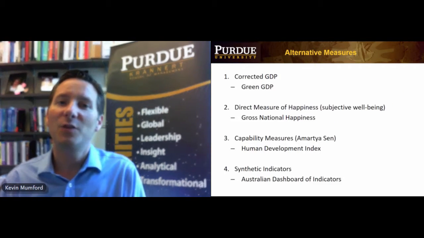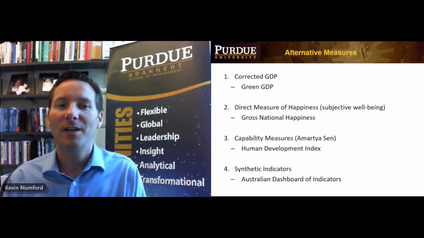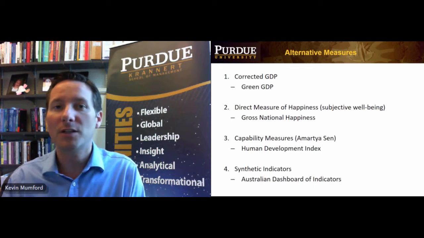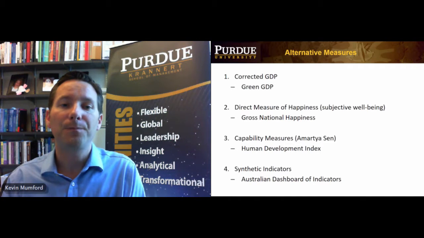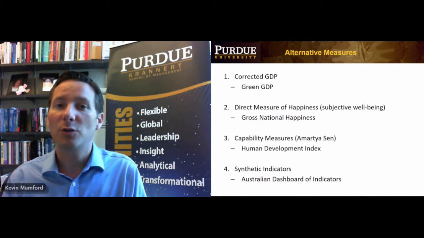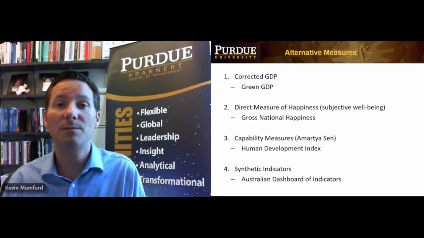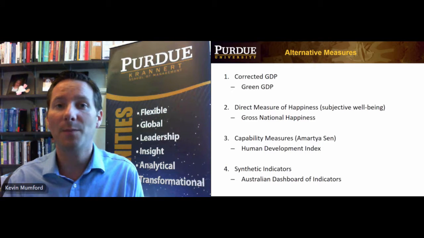So there's these alternative measures out there, things like green GDP that corrects the GDP measure to try to add in environmental quality. I'm not a big fan of some of these corrected GDP measures, potentially valuable, but not being widely used. And I don't see any big benefit in moving that direction. Number 2 on this list is direct measures of happiness. For an example, gross national happiness.